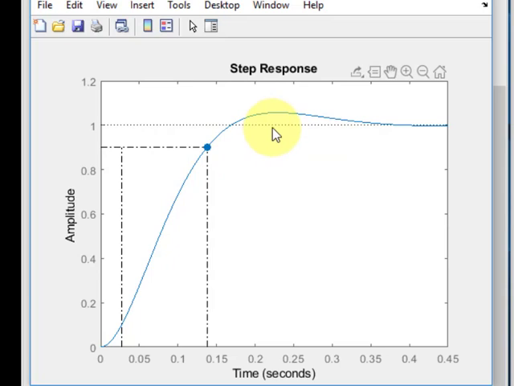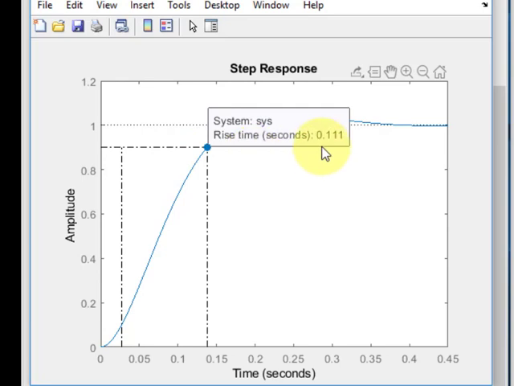If the overshoot is moderate, then we can apply pi over 2 omega d. This gives us the approximate rise time. In that case you can use that formula also. Now we have verified the rise time.